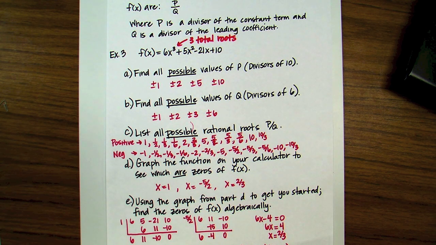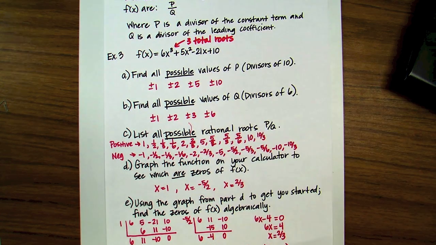So example 3 says f of x equals 6x cubed plus 5x squared minus 21x plus 10. All right, so it's got an order of 3, so we're looking for 3 total roots. They could be rational, they could be irrational, they could even be imaginary. But we're going to see which ones we can find.